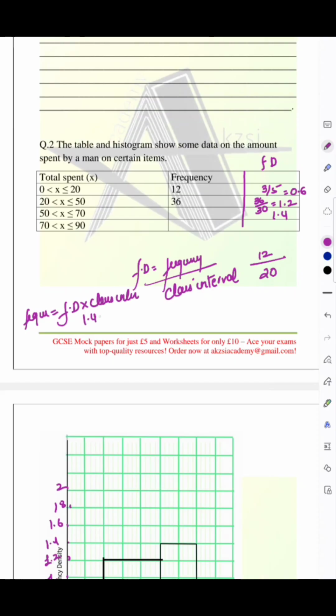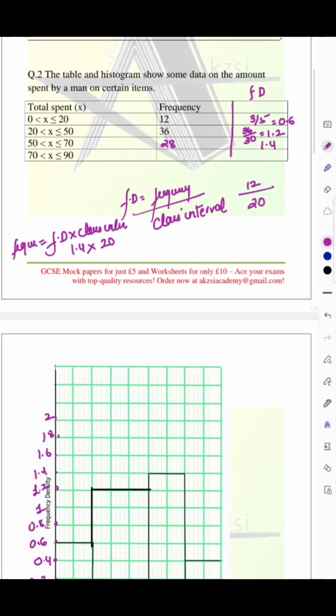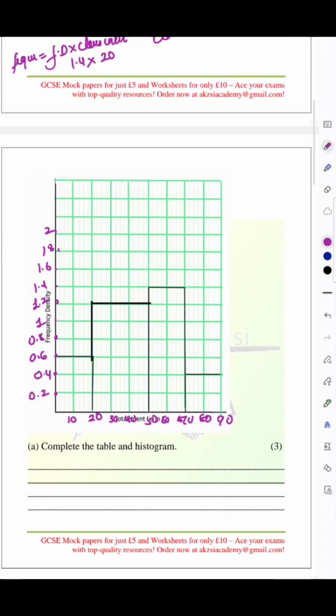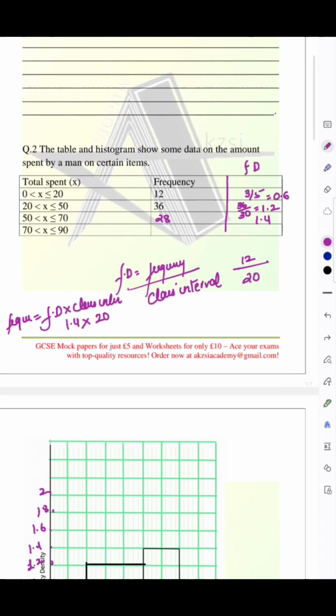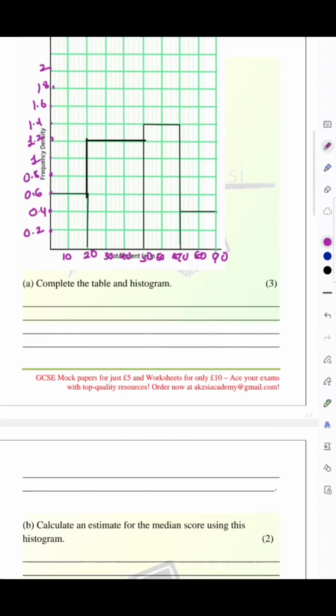This is 1.4 and class interval is 20. That means 28 will be the answer. So this is 28. From 70 to 90, nothing is mentioned on the table, but here it is. So that means 70 to 90 is 0.4. And the same, frequency density multiplied by the class interval, which is 20, will give you 8. And thus we have completed the table as well as the frequency diagram.